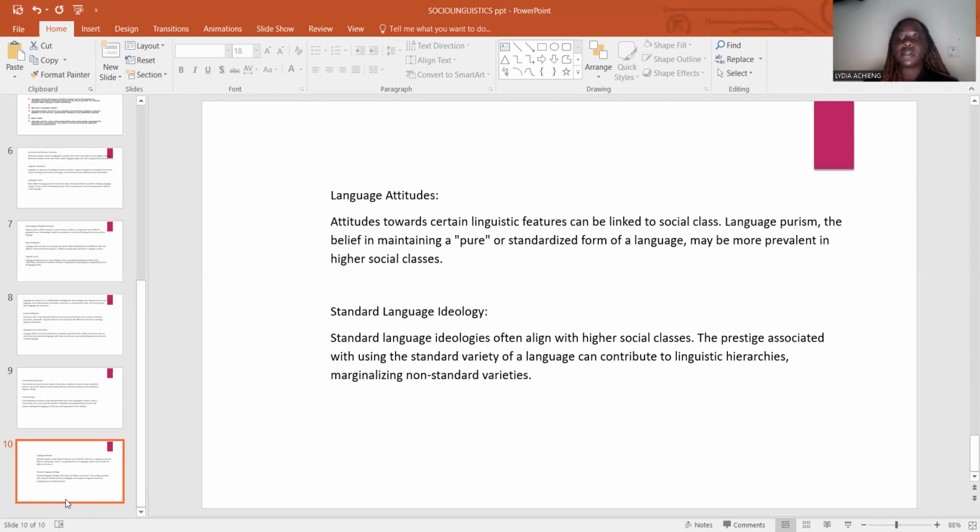The prestige associated with using the standard variety of a language can contribute to linguistic hierarchies, marginalizing non-standard varieties.